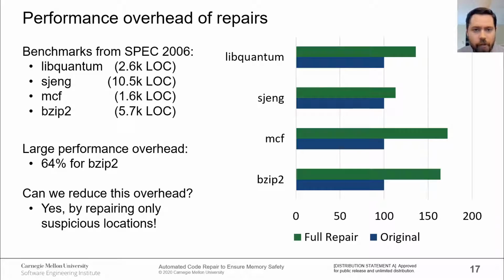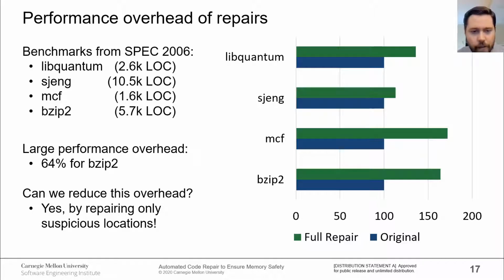To measure the overhead of our repairs, we tested our repair tool on a selection of benchmarks from SPEC 2006. As you can see, the overheads are kind of high. For bzip2, for example, we have a runtime overhead of 64%. So can we reduce this overhead?